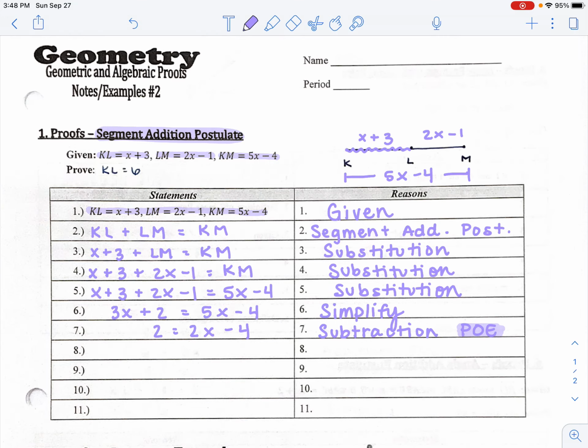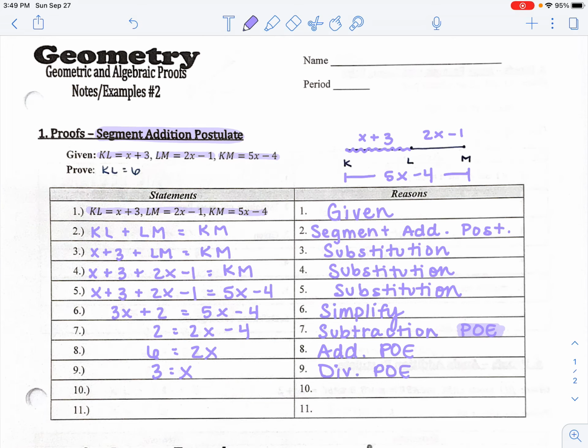Yeah, I would add that 4 to both sides. When I add that 4 over, I get 6 equals 2x. That would be the addition property of equality. All right, up next here, I think we should divide by 2. I get x equals, that 3 equals x there. That's the division property of equality.